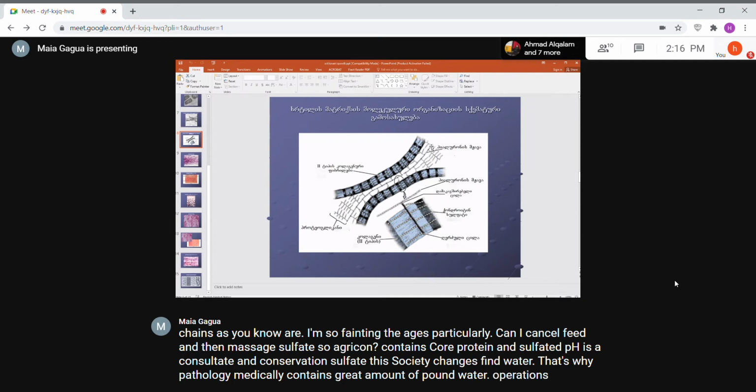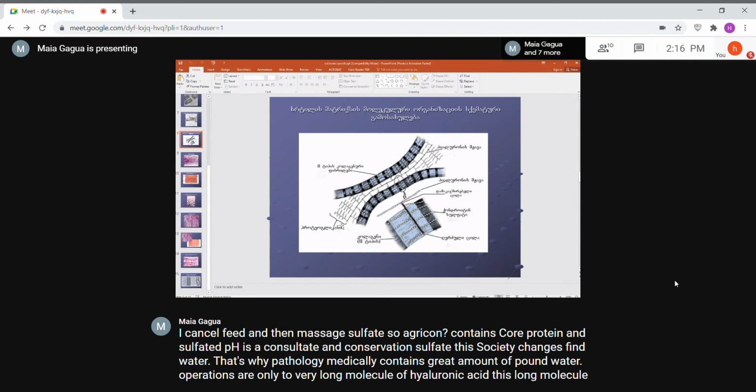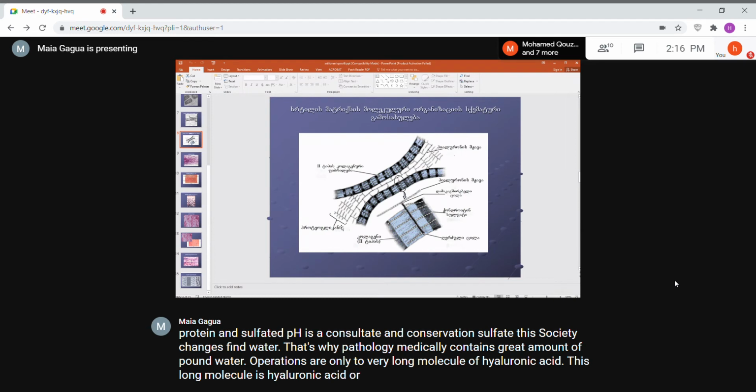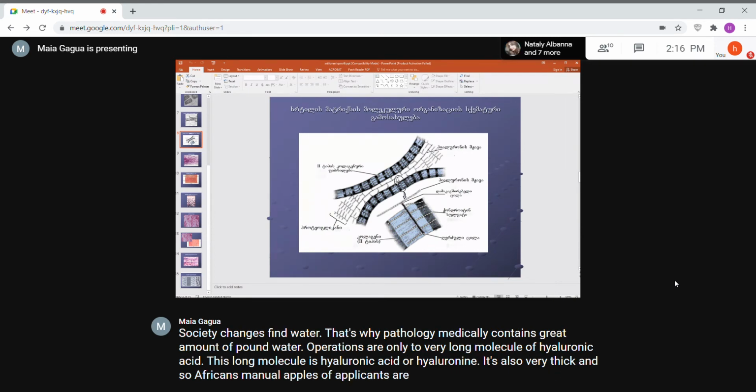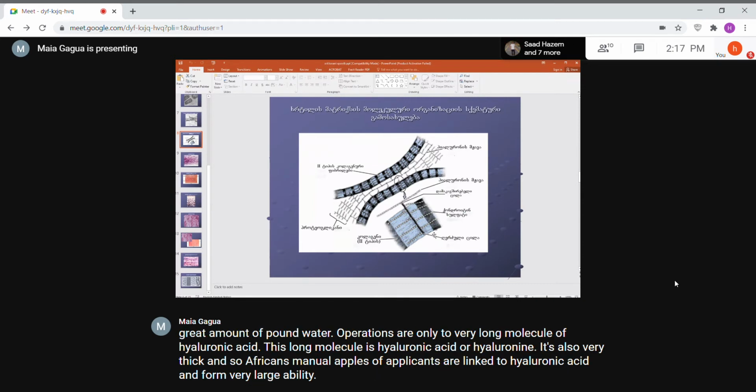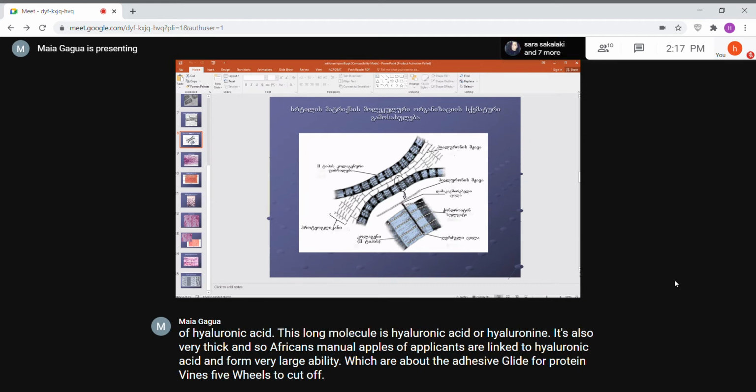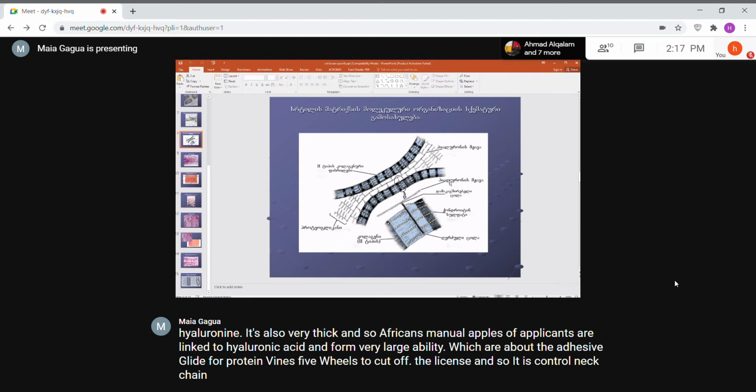Aggrecans are linked to a very long molecule of hyaluronic acid, or hyaluronan. It's a non-sulfated GAG. So many molecules of aggrecan are linked to hyaluronic acid and form a very large aggregate. Another multi-adhesive glycoprotein binds fibrils to proteoglycans, and it is chondronectin. Do you remember fibronectin of connective tissue?